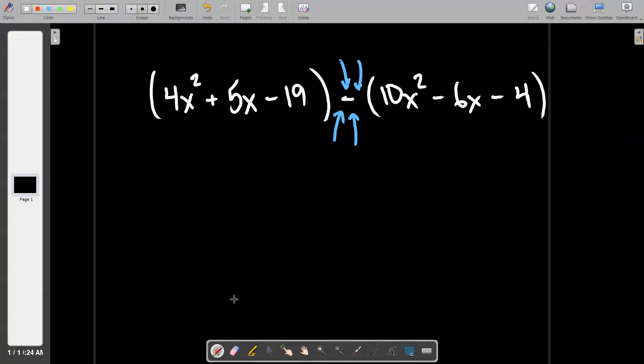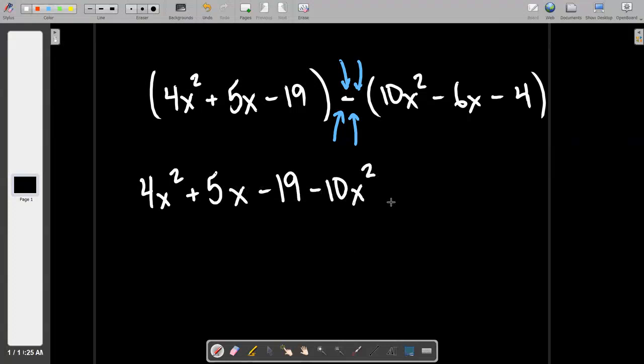So my advice to you, you can take it or you can leave it, is to rewrite the problems when they're subtraction. I didn't have to do this with plus. Plus is easy. Take this advice or leave it. I'm going to rewrite this problem. This 4x squared plus 5x minus 19. What is 10x squared going to change into? Minus 10x squared. What is minus 6x going to change into? And what is minus 4 going to change into?